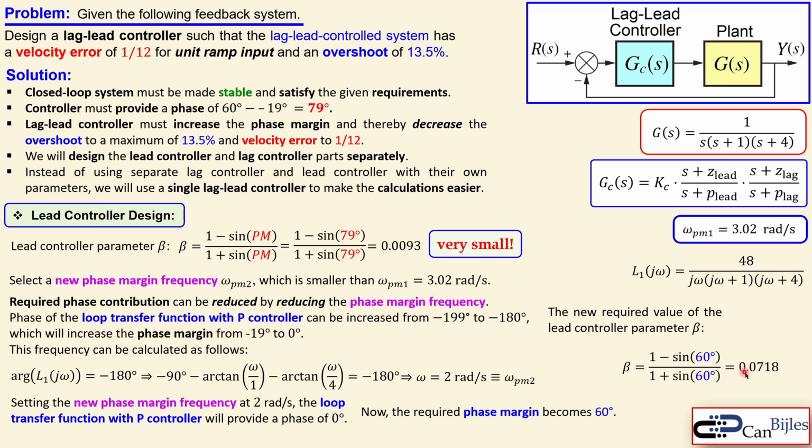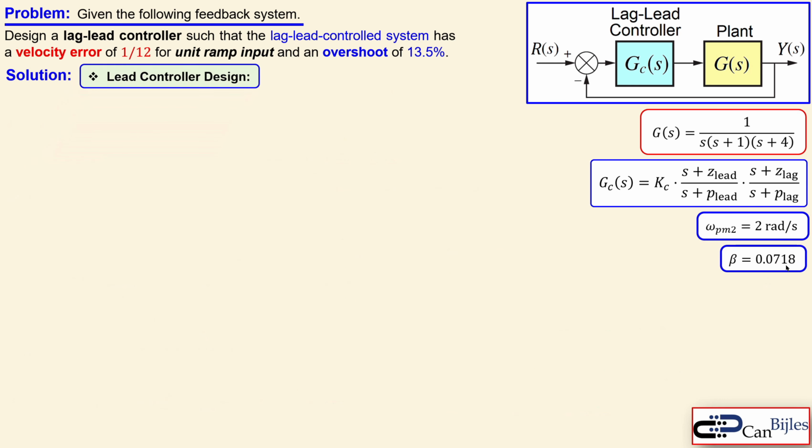And that will be then 0.0718. It's much larger than the previous calculated beta, so this is also easier to realize. So we'll go for this beta. And we have also our new phase margin frequency, and we move on with our lead control design.